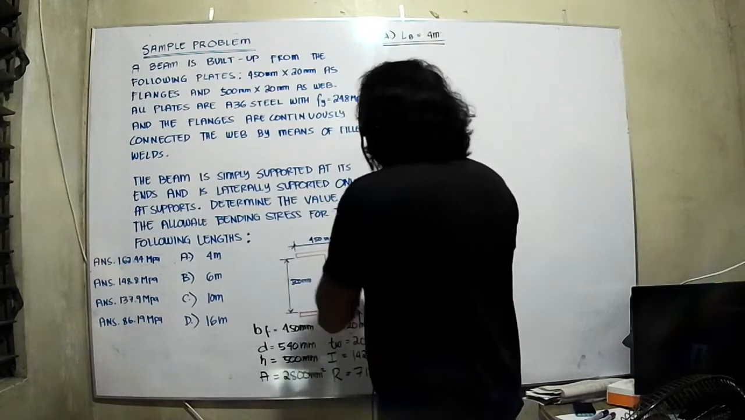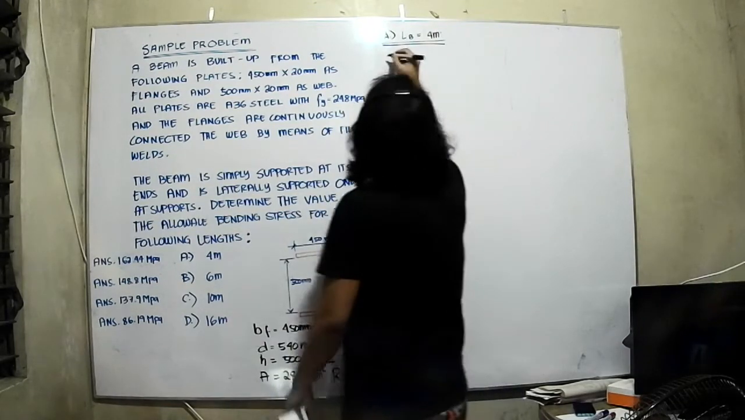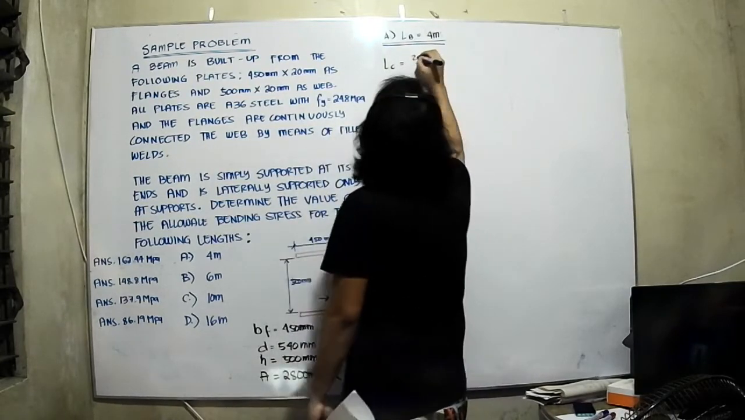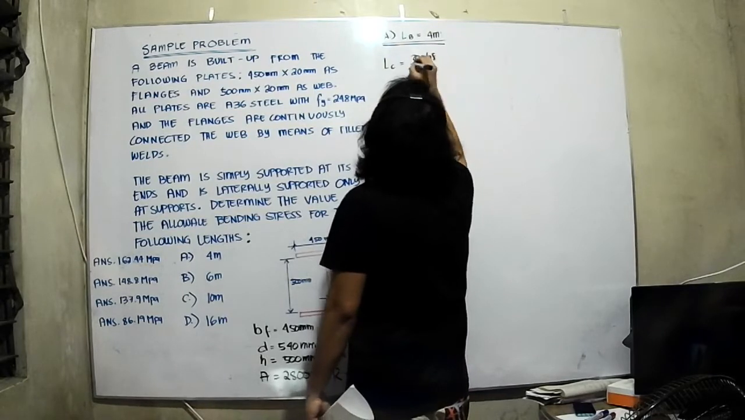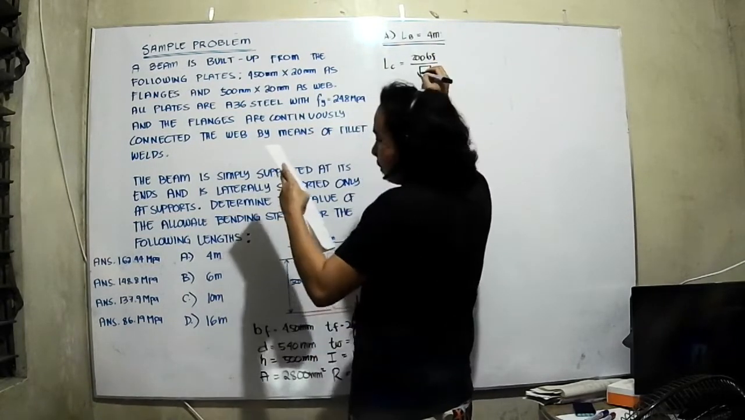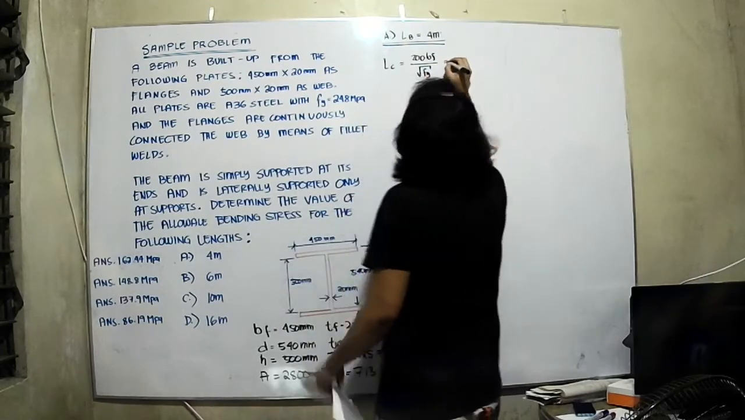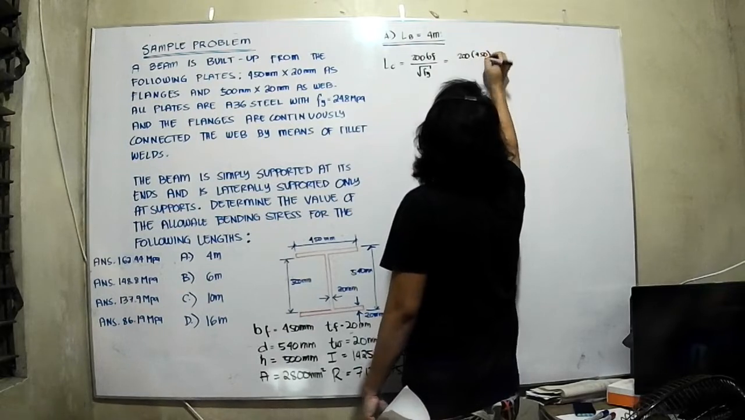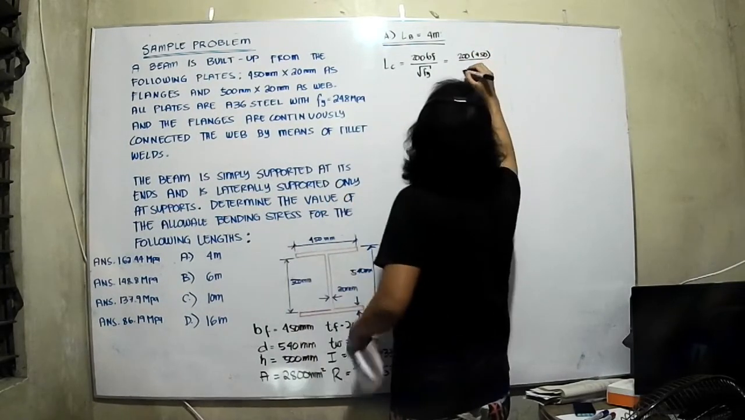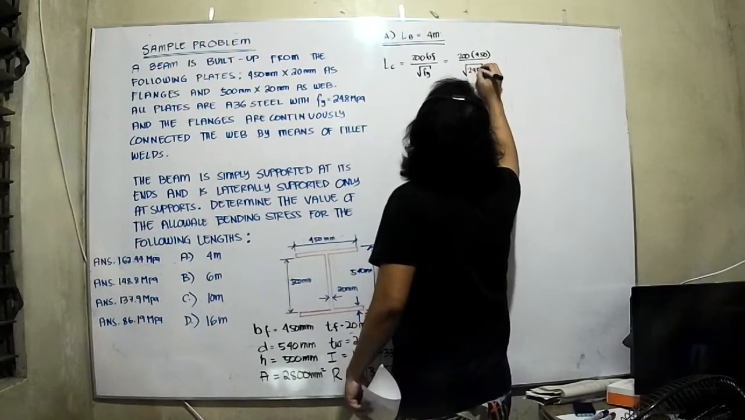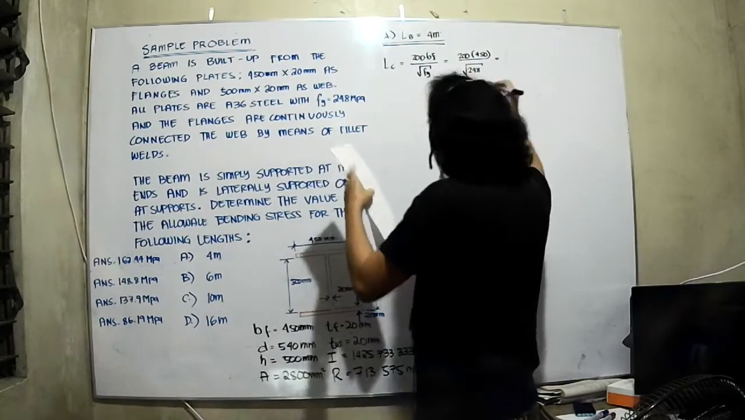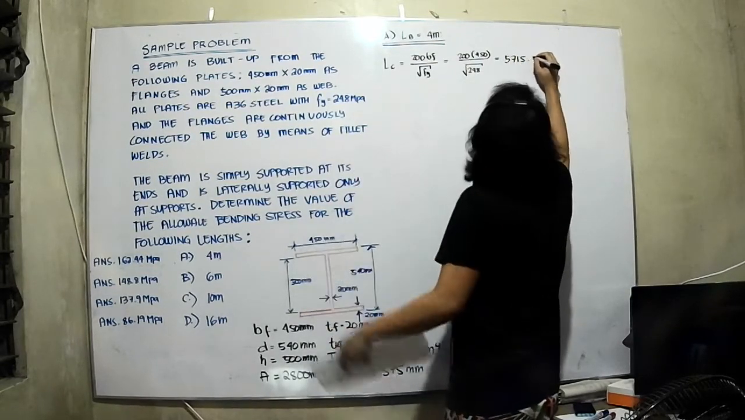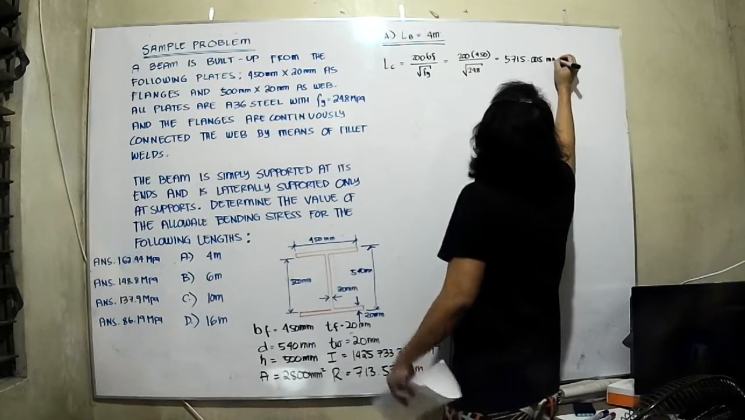Now we compare. LC can be two book numbers, so we evaluate it here. We have 200 BF divided by square root of FY, which is equal to 200 times 450 divided by square root of 248. That should be equal to 5715.005 millimeters.